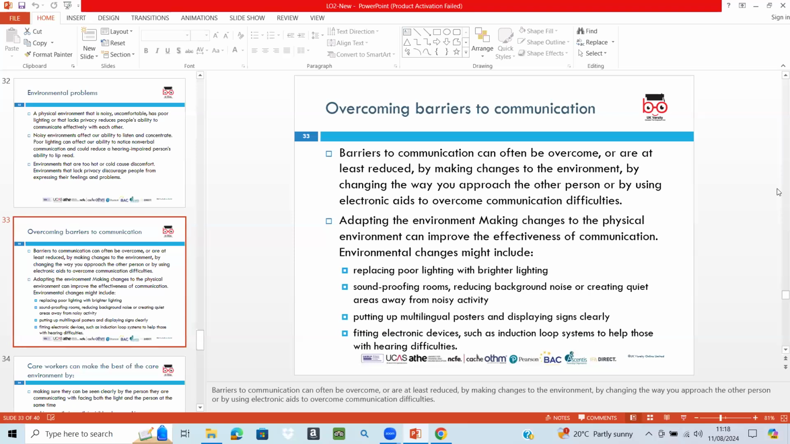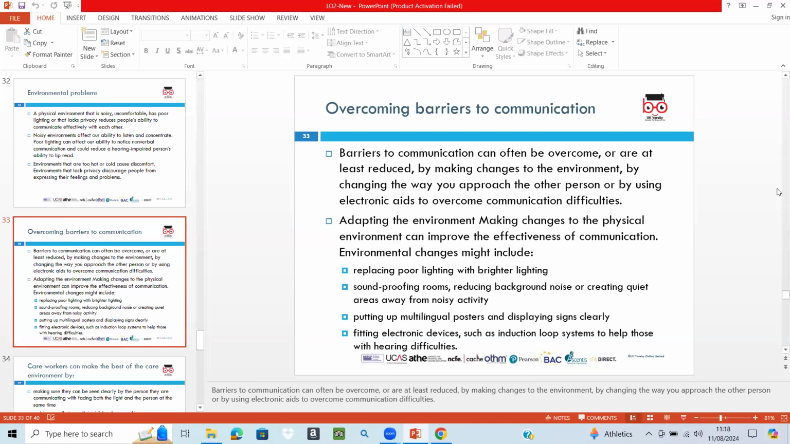We can use changing our approach as well. Sometimes it's necessary to adjust your communication style. For example, if a service user is having trouble understanding a complex concept, we might use visual tools or break the information down into smaller, more manageable parts.